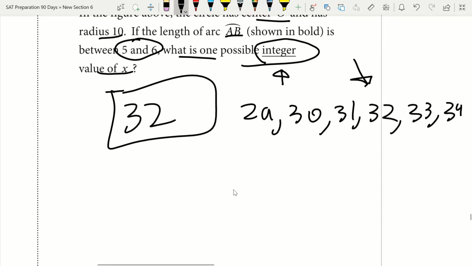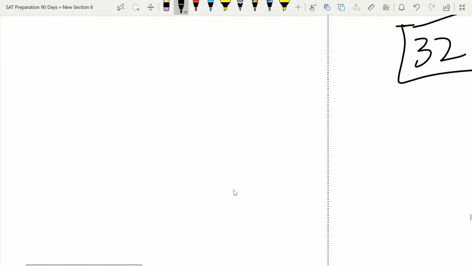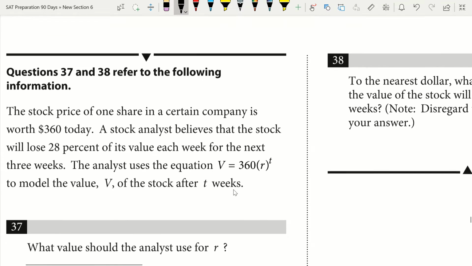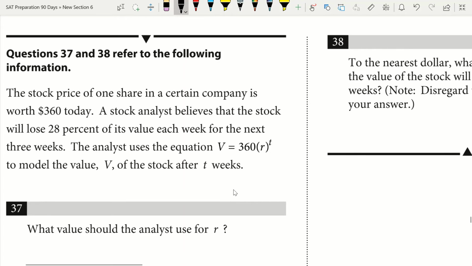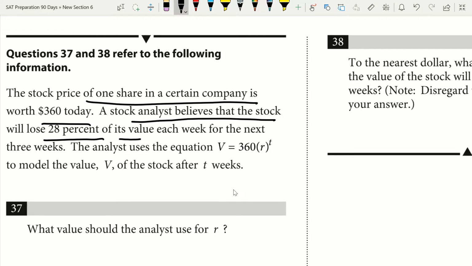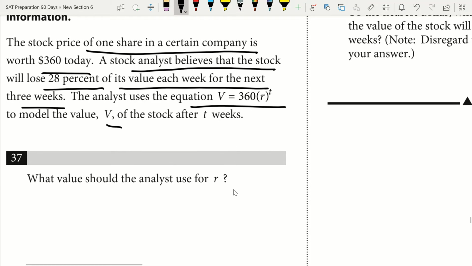We got that one was 36. So now we're going to go to 37. So we've got 37 and 38 are referring to the following. The stock price of one share in a certain company is worth $360 today. A stock analyst believes that the stock will lose 28% of its value each week for the next 3 weeks. The analyst uses the equation V equals 360 R to the power of T to model the value V of the stock after T weeks. What should the analyst use for R?